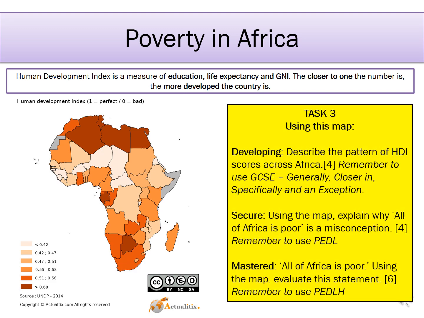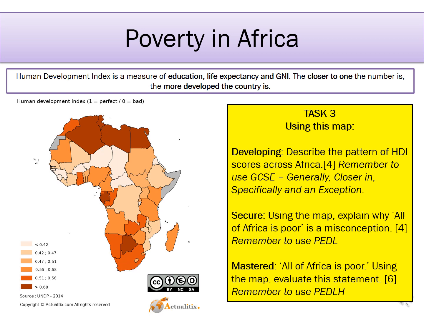For the developing task, it says describe the pattern of HDI scores across Africa. So to do that, you need to remember to use GCSE. Generally, what pattern can you see using compass points? Closer in, can you give an example of a country? Specifically, can you use the data to back up your point about the country that you've just mentioned? And for your exception, you need to find something that does not fit your general trend, so something that is an anomaly.